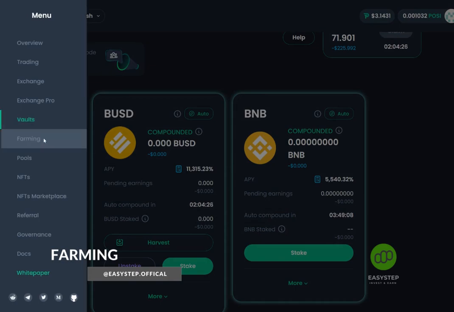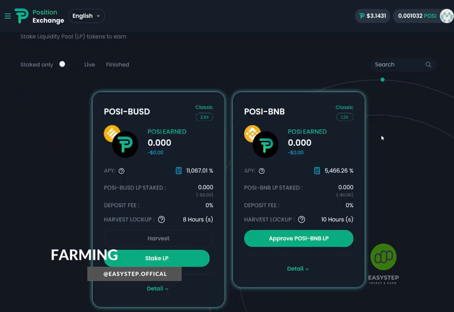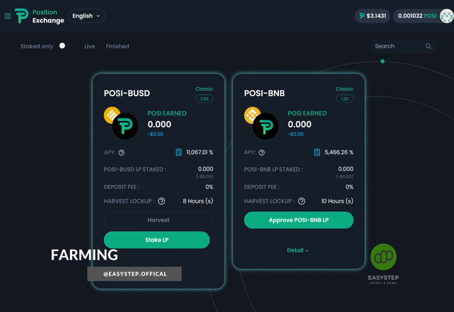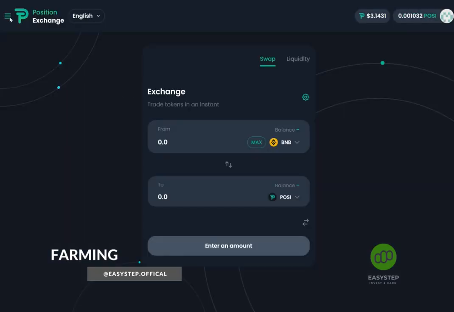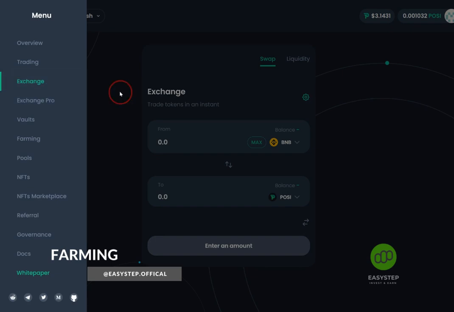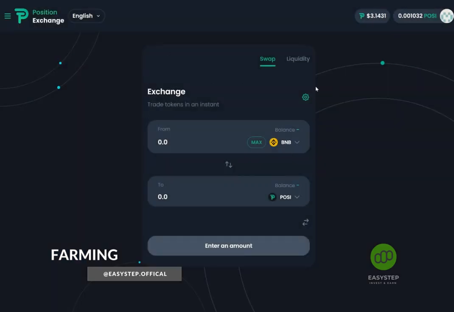But if you want to invest in the farm, you have to actually have a pair of POSI and BUSD. And this is called a liquidity token or liquidity pair, LP token. So you would have to actually mint or create an LP token, which you would stake here in the farm. And the way you do that is by using the exchange. I don't think you can use the Exchange Pro, but I'm just going to show you how to actually create a liquidity token with the classic or traditional exchange.